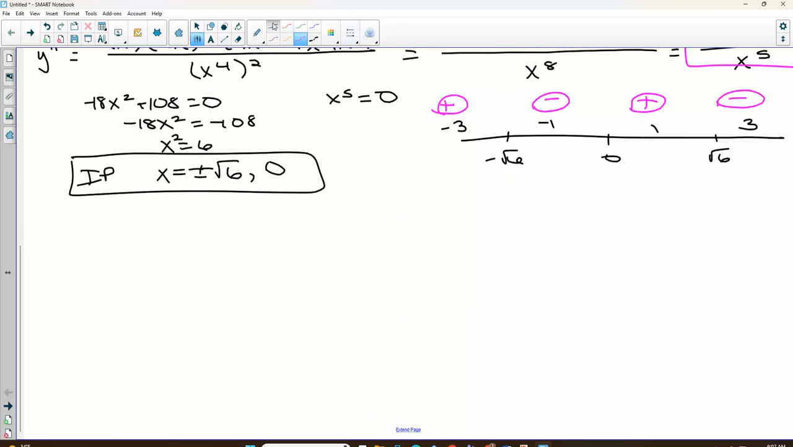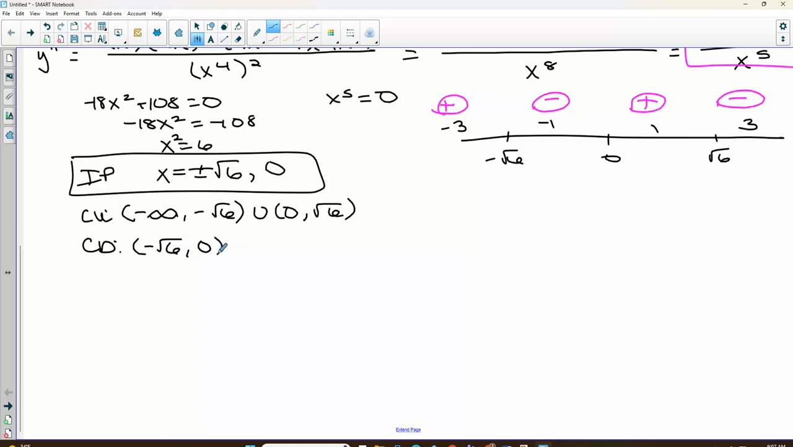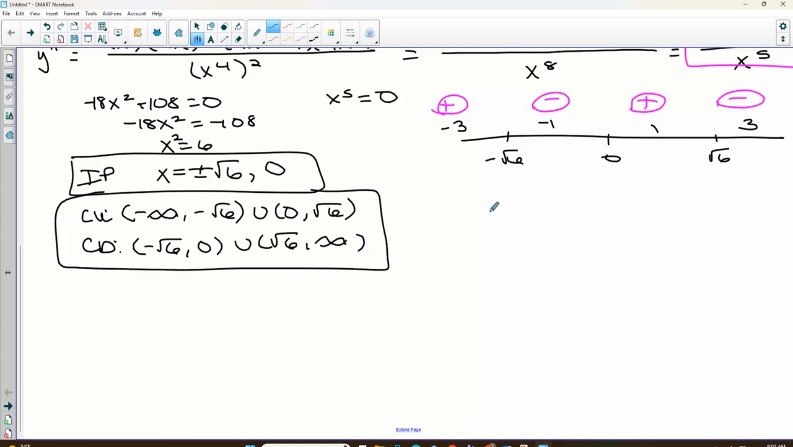So our graph is concave up from negative infinity to negative radical 6, and from 0 to positive radical 6. It is concave down from negative radical 6 to 0, and radical 6 to infinity. For the purposes of graphing, we need ordered pairs for these. If we plug those back in, I'm just going to go ahead and get the decimal here.